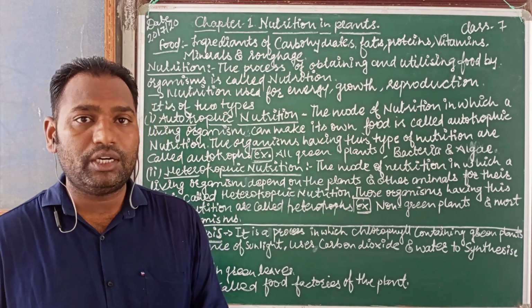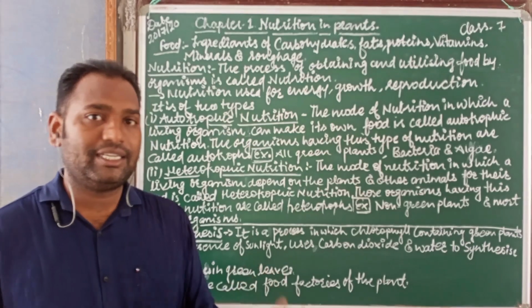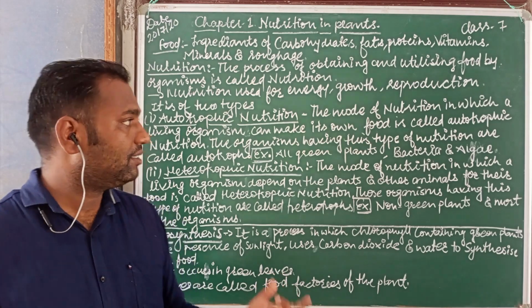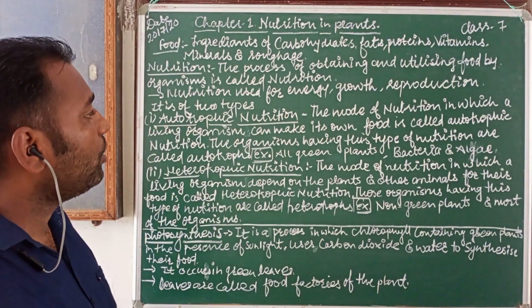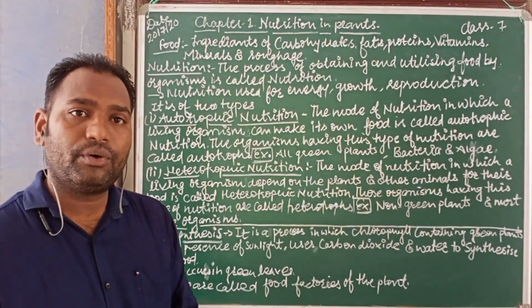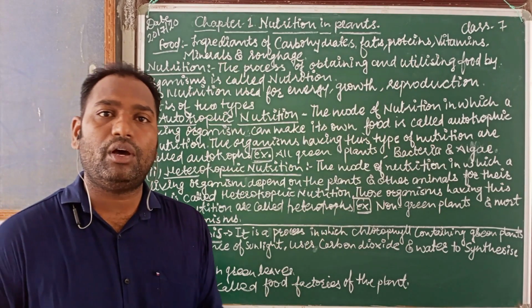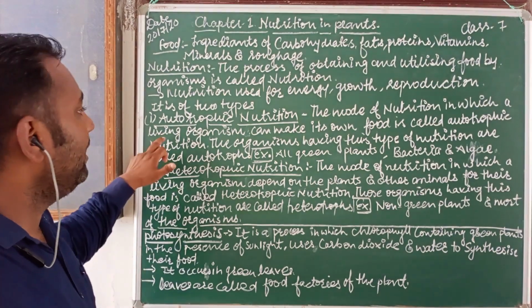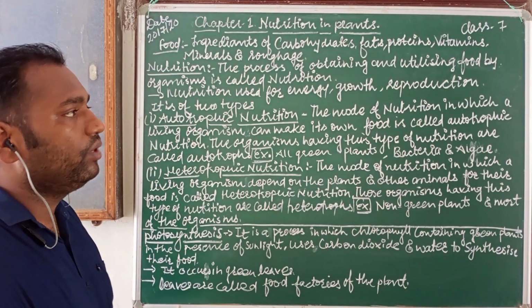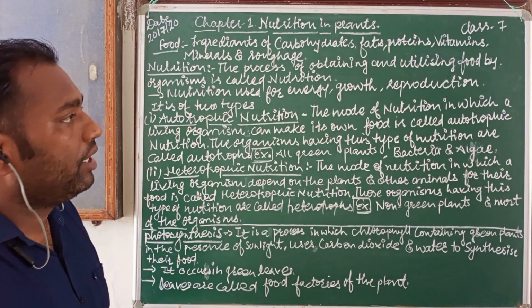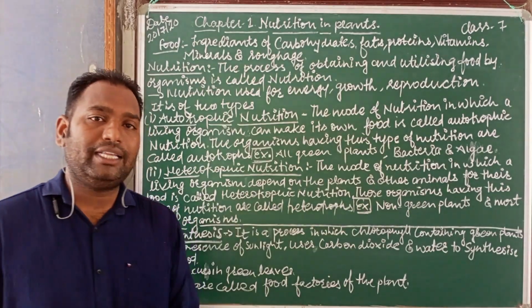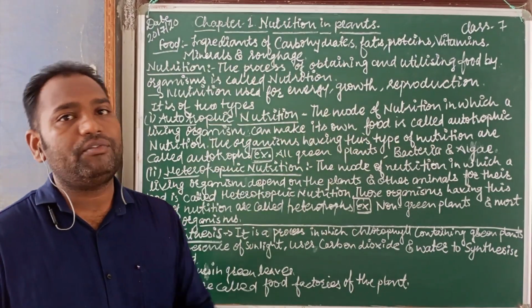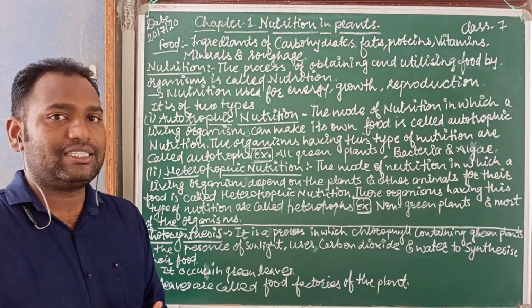It is not a new word for you. You have already seen and discussed it. Autotrophic nutrition: auto means self, and troph means to synthesize or nourish. The mode of nutrition in which a living organism can make its own food is called autotrophic nutrition. The basis is whether we prepare food ourselves or depend on food from others.